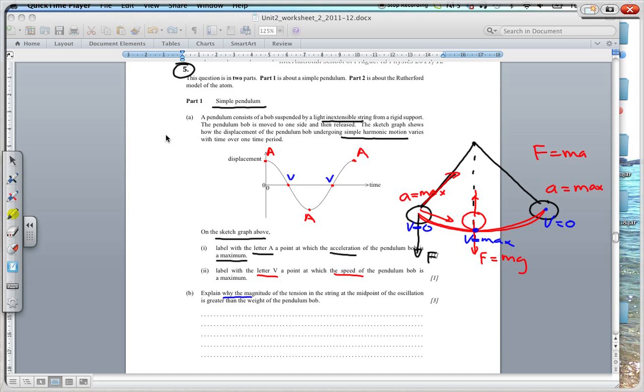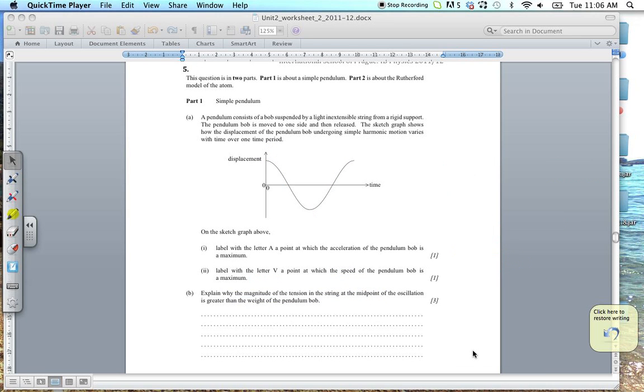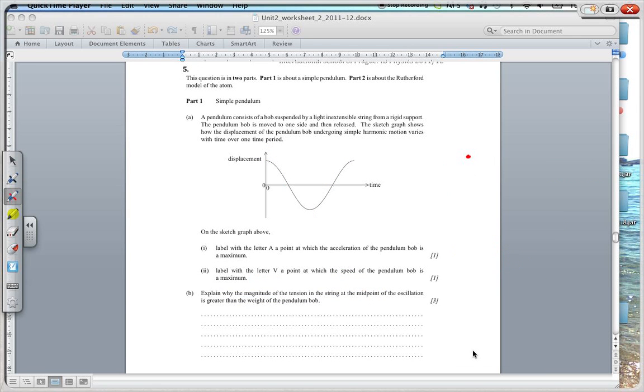Now explain why the magnitude of the tension in the string at the midpoint of the oscillation is greater than the weight of the pendulum bob. Because at this point over here, and perhaps I should just redraw this diagram because it's getting a bit messy. So let's just redraw it. We've got our pendulum, it starts over there, swings down and goes to over there. And this is the point we're actually looking at, the midpoint. We'll call it point A.